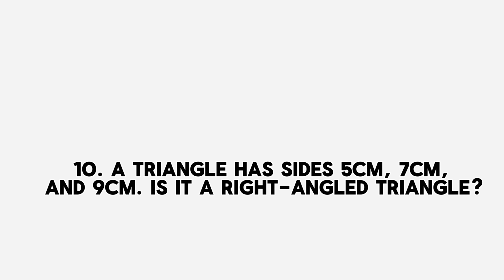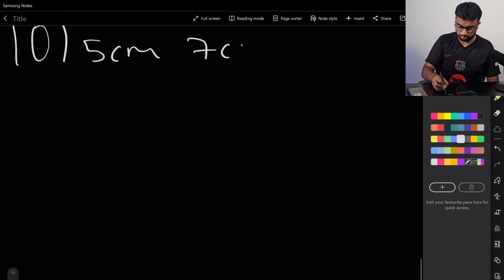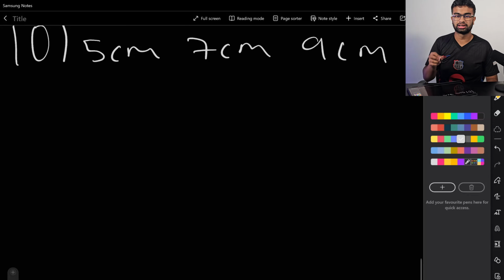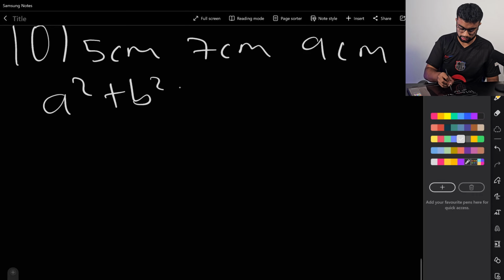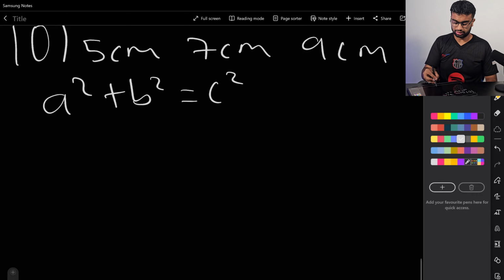Question 10 tells us a triangle has sides 5 centimeters, 7 centimeters, and 9 centimeters, and asks us to determine whether this is a right angle triangle or not. The way I'll determine it is by checking whether Pythagoras' theorem applies to it or not. So the sum of the squares of the two smaller sides should equal the square of the hypotenuse. So it's written out as a squared plus b squared equals c squared. And the longest side here is 9 centimeters. So this will be our hypotenuse. This will be c. We can put 5 and 7 as either way, a or b. It doesn't really affect the question.